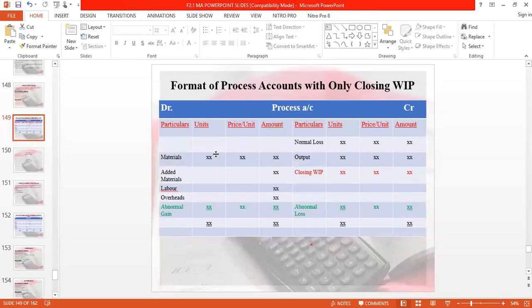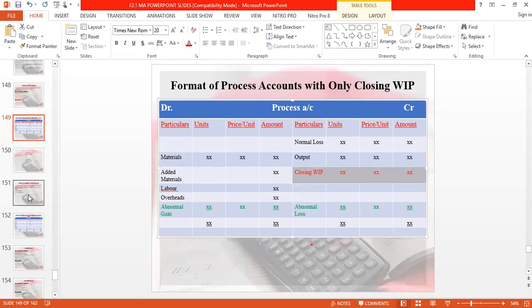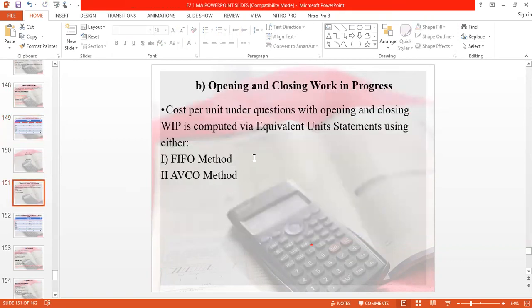And then we looked at the format of the process account. That one I don't need to go back to. You can see here, there is closing work in progress. Today, I want us to go to when we have both opening and closing work in progress. This is always a lot of marks, around 15 marks, sometimes 16, sometimes up to 20 marks, although sometimes it's even less, maybe 10 marks. But most of the time it is 10, 15, or even 20 marks. So when we have a process account with both opening and closing work in progress, what do we do in that case?